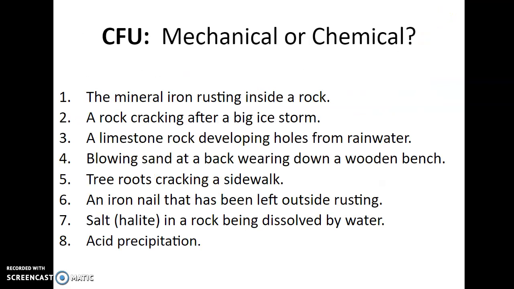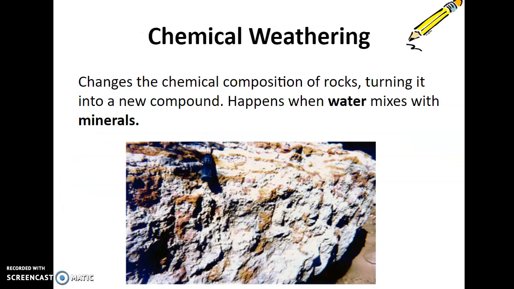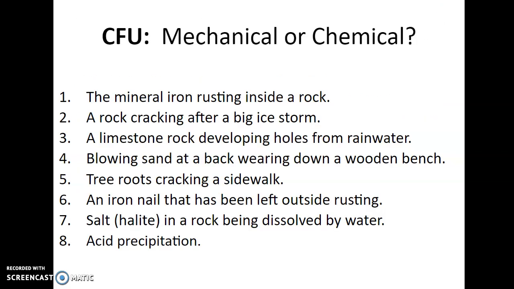So that is mechanical weathering. A limestone rock developing holes from rainwater. So let's think about this. Is this mechanical or chemical? So this example is actually chemical. So the water is mixing with the minerals and then is forming a hole. So this example is chemical.